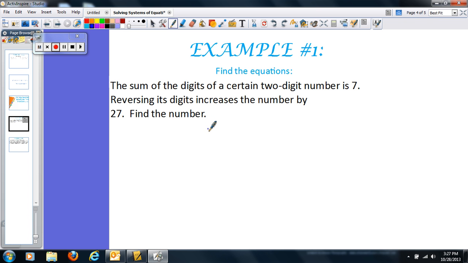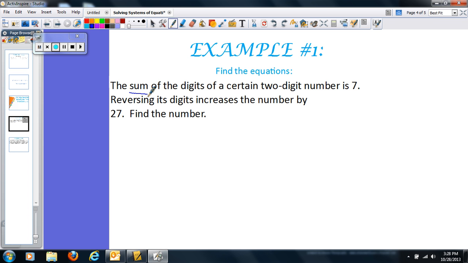For example, when we do a word problem with nickels and dimes, I need to know that a nickel is worth 5 cents and a dime is worth 10 cents. When I work with digits and numbers, it's going to be the same idea. So let's take the first sentence and come up with the equation.